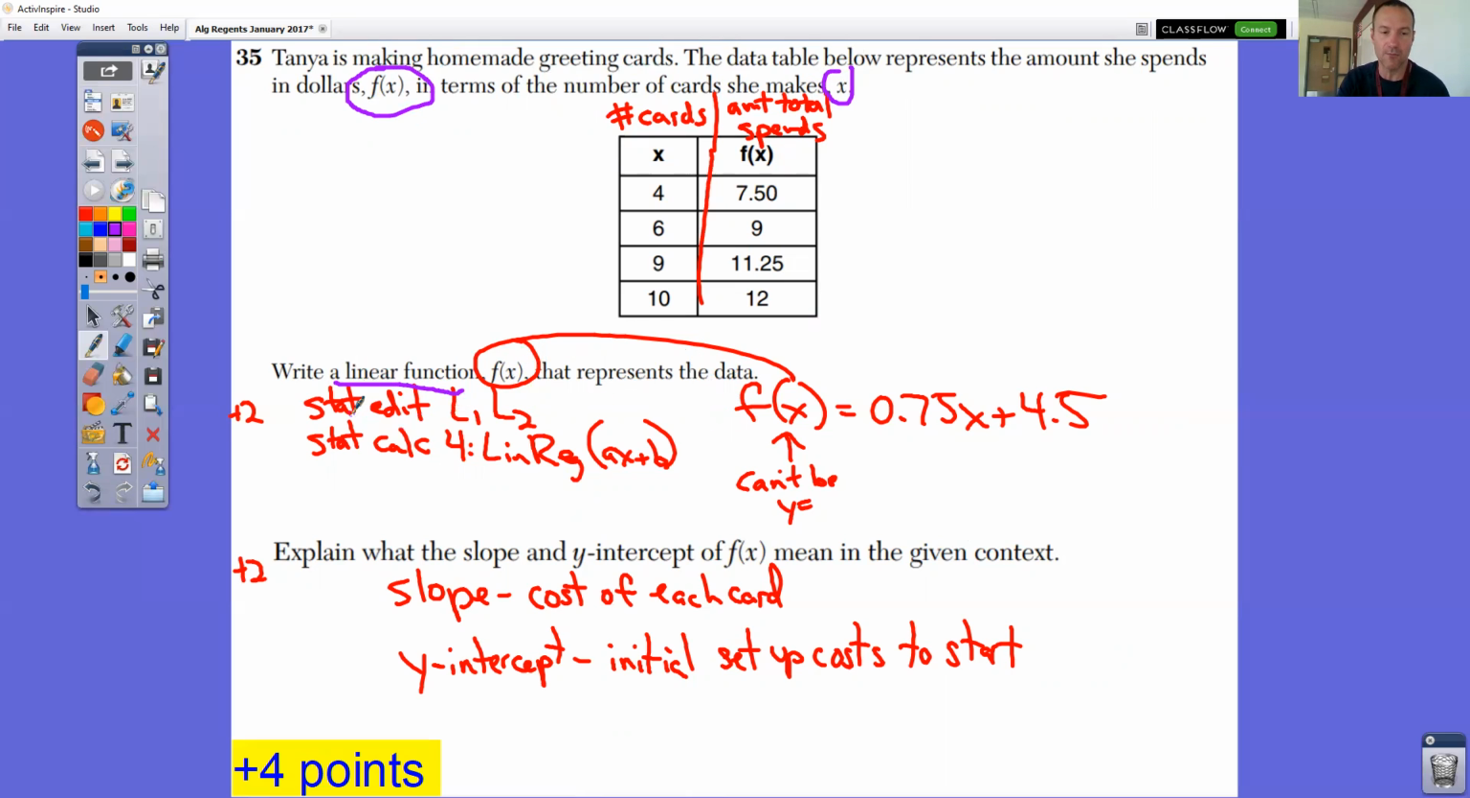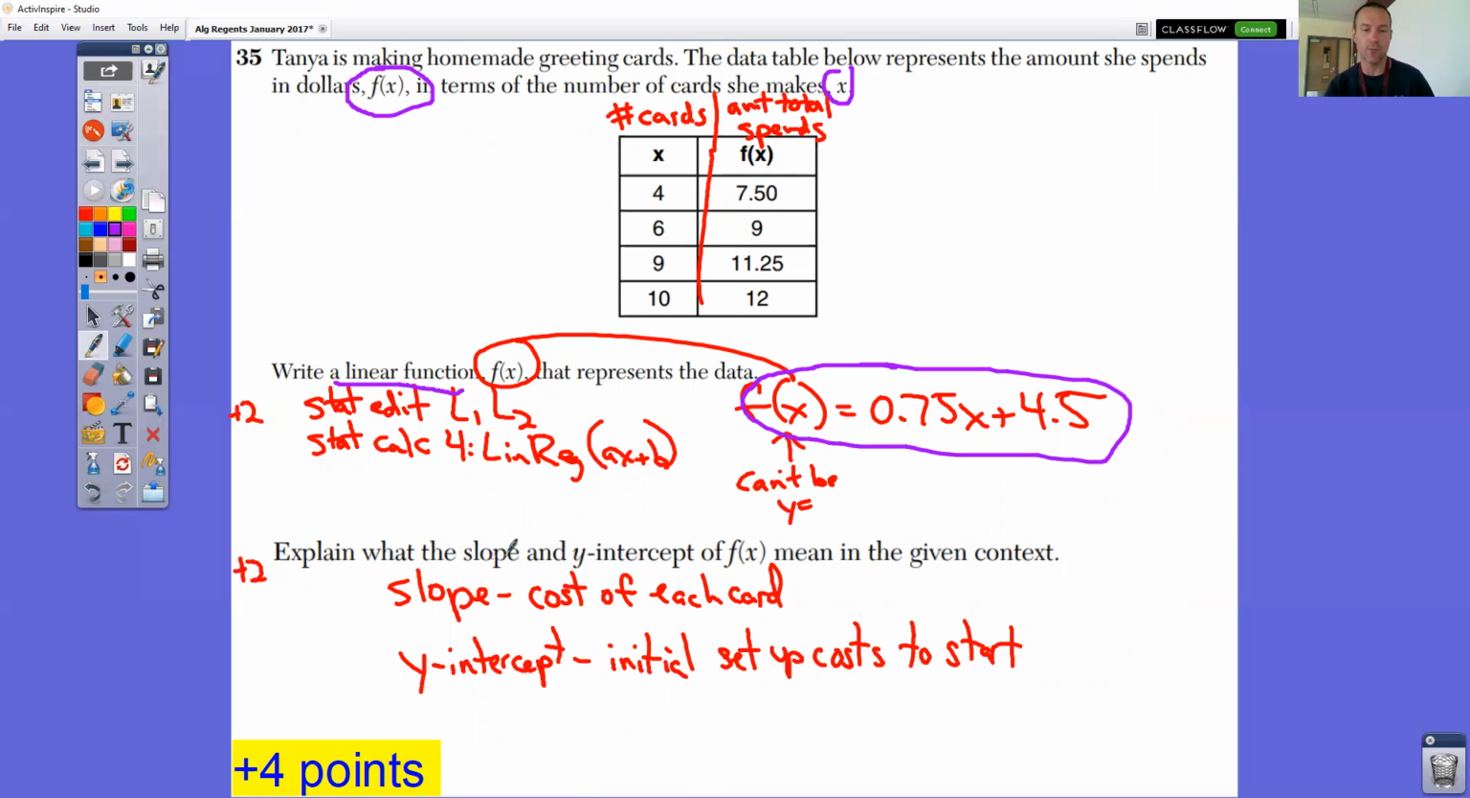So what I would do is stat edit, type these values into your L1 and L2, and then do a linear regression, stat calc number 4. When you do your linear regression, you get that the number in front of the x is 0.75 and your plus or minus is 4.5. So this is our linear function.